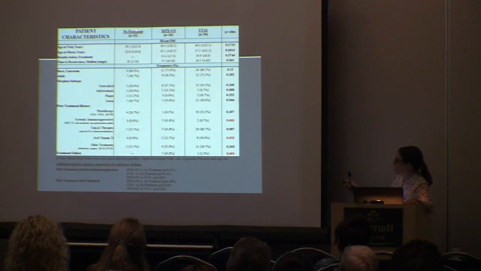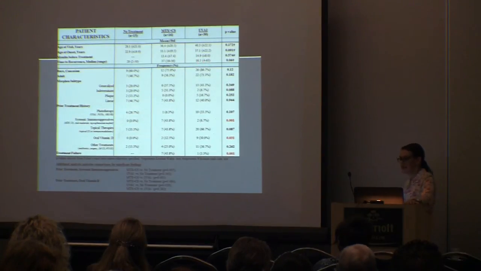And so what you can see here is that the time to recurrence in this group from the time in which they had their initial visit to me, and in this group in the time of the last day of treatment here was about 20 months for the no treatment group with a range of 2 to 50, so huge range. So it can be very variable. 37 months for the methotrexate and corticosteroid group with a range of 16 to 56 months, and about 16 months for the UVA1 group with a range of 40 to 63 months.